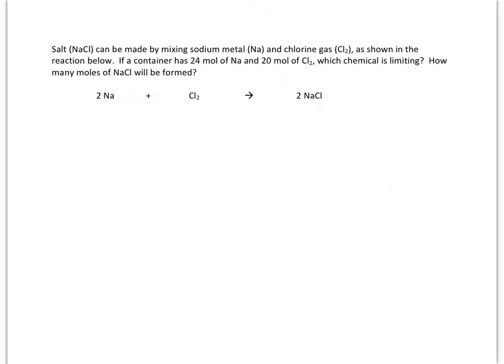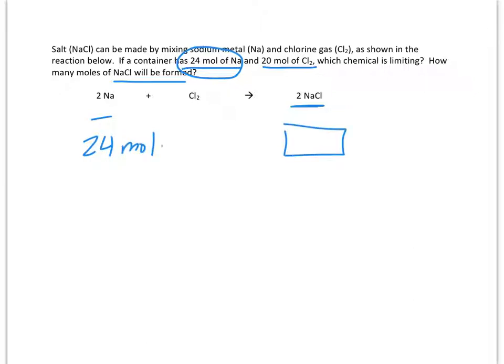So here's a problem, same idea, just with chemistry. I'm given 24 moles of sodium atoms and 20 moles of chlorine molecules, and I want to figure out which is limiting and how much NaCl will be formed. So NaCl is my product, so I'm just going to start with each chemical. I'm going to start with the 24 moles of Na and say, okay, if I have 24 moles of Na, how many moles of NaCl can I get? So I'm going from moles of Na to moles of NaCl. Every 2 makes 2, so I'm multiplying by 2 over 2. So 24 moles of Na should make 24 moles of NaCl, provided there's enough chlorine.